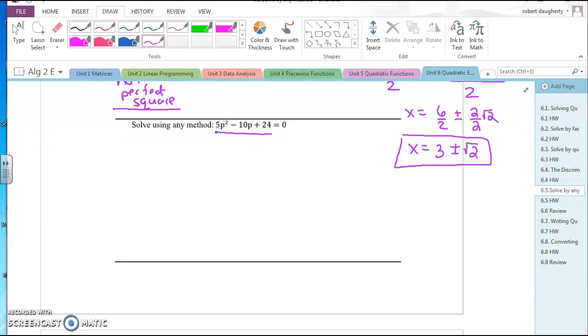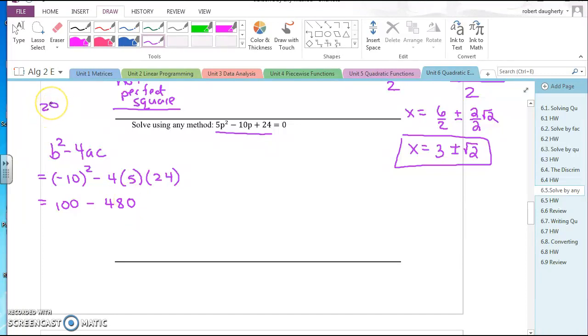So quadratic formula, so b squared minus 4ac, that's going to be equal to negative 10 squared minus 4 times 5 times 24. Okay, so this is 100 minus, and this is going to be 20 times 24, so I think that's 480. And let's see if that's right. So 20 times, let me just double check. 20 times 24. Yeah, that is 480. So 100 minus 480, this is minus 380.